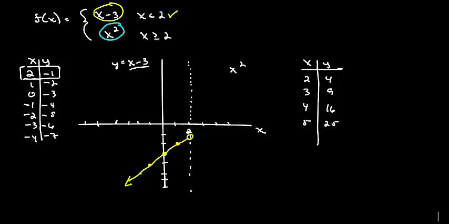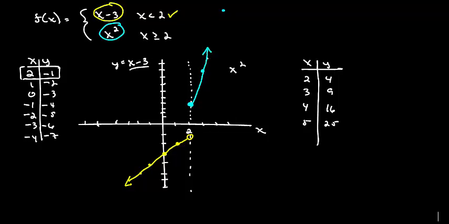So at 2, let's do this. So there's 10 dashes right there. At 2, we're at a height of 4, so 1, 2, 3, 4. Closed circle, because we're including it. And then 3, we're up at a height of 9. Okay, at 4, we'd be up at a height of 16 way up here. So this guy is going to look like that.